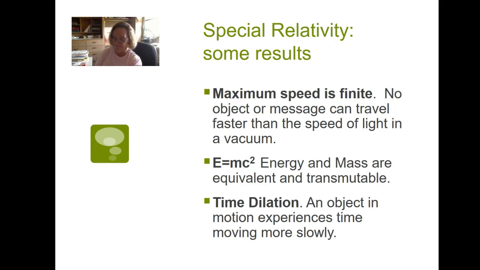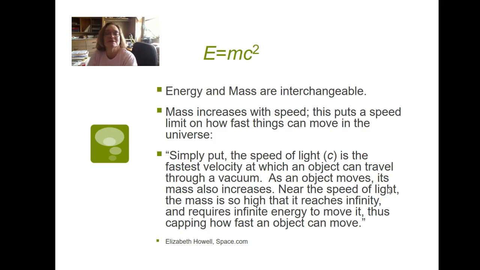All right, so let's get a little bit to E equals mc squared. Energy and mass are interchangeable. What does this mean? How do we get to this? Mass increases with speed. This puts a speed limit on how fast things can move in the universe. Simply put, the speed of light, c, a constant, is the fastest velocity at which an object can travel through a vacuum. As an object moves, its mass increases. Near the speed of light, the mass is so high that it reaches infinity and requires infinite energy to move it. Thus, there is a limit, that is the cap, for how fast an object can move.